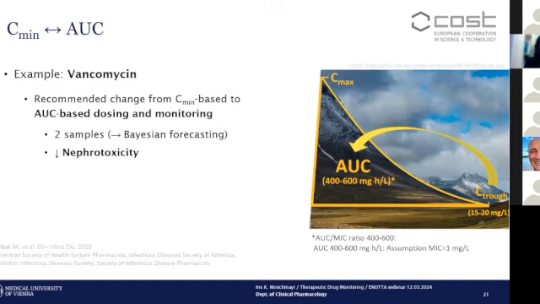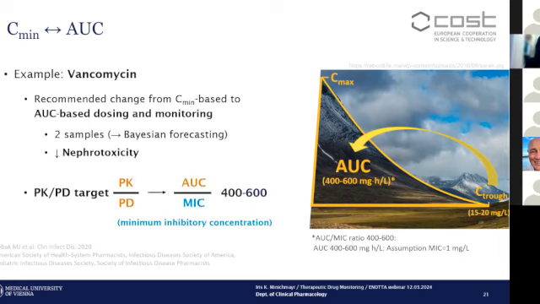For example, the most recent consensus guideline for the therapeutic monitoring of vancomycin for serious MRSA infections recommends a shift from trough-based dosing to area under the curve-based dosing to prevent nephrotoxicity. Here 2 samples are recommended to calculate AUC, ideally with a Bayesian dosing software. And here, a PK/PD target, namely an AUC over MIC ratio of 400 to 600, is recommended, with the area under the curve as a measure of exposure and the minimum inhibitory concentration as a pharmacodynamic parameter.